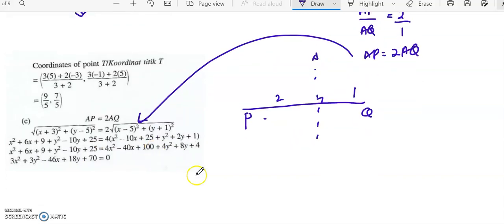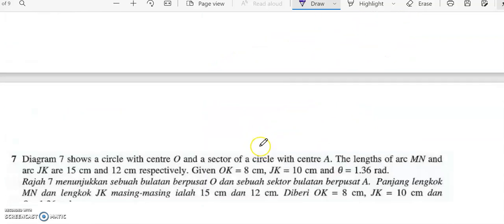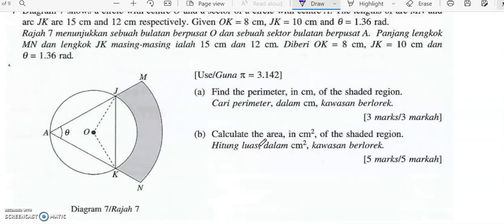Okay, untuk A, sorry saya lupa tadi. A point dia sebab dia adalah moving point. So, bila moving point, kita akan jadikan point A as x, y. Okay, so that is for question number 6. We proceed with question number 7.